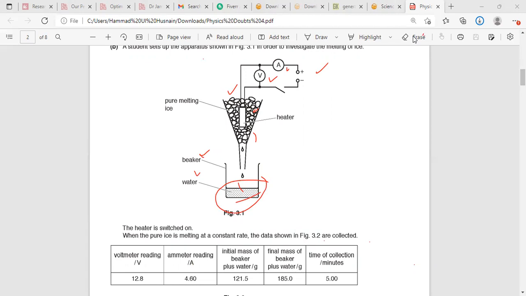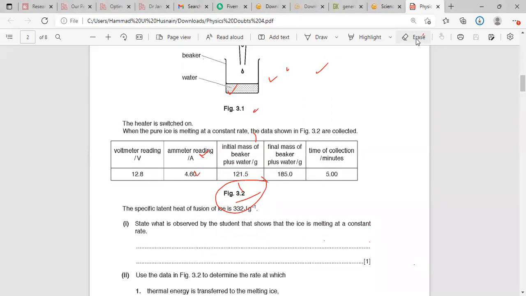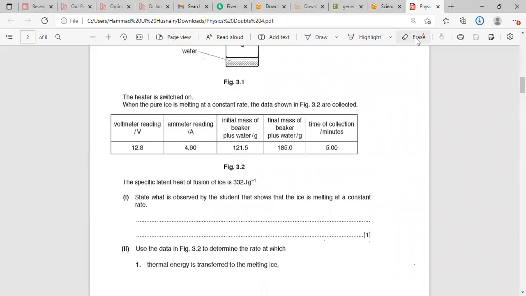So let us see what is asked in the question. Before the question, some data is given. Basically the values of voltmeter reading and ammeter readings are given. Similarly, the initial mass of beaker plus water and the final mass of beaker plus water are given, and the total time for this collection of mass is also given, right? So there is another thing which is specific heat of fusion.